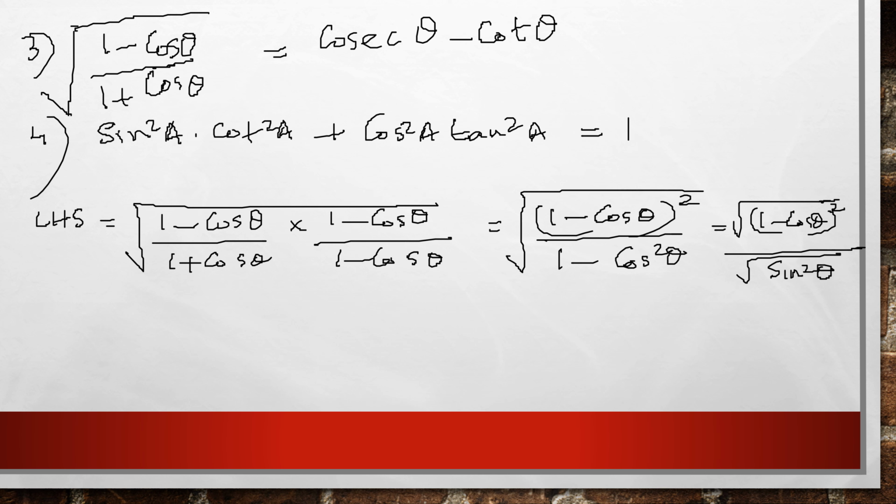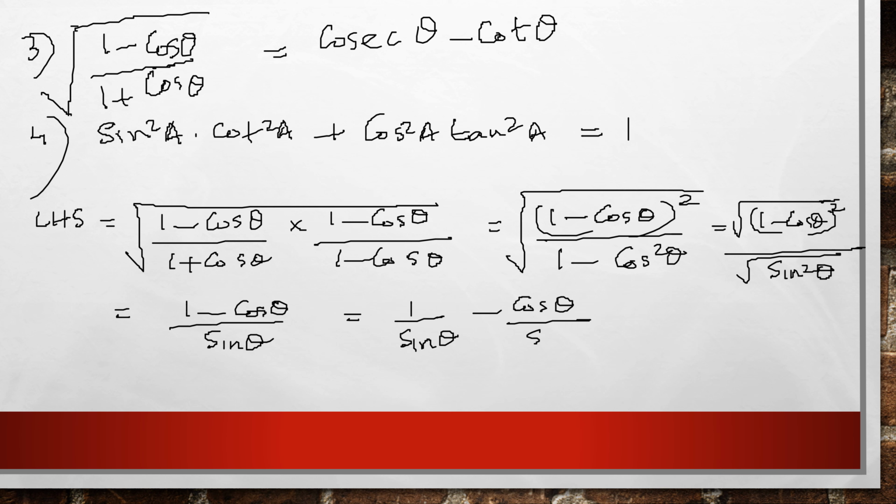So in the next step I'll write root of (1 minus cos theta) the whole square is 1 minus cos theta, and what is the square root of sine square theta? Sine theta. Now look at the right hand side, it is cosec minus cot. Now see whether we can get that cosec minus cot from this. This is equal to 1 by sine theta minus cos theta by sine theta.